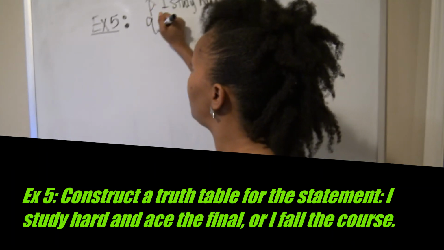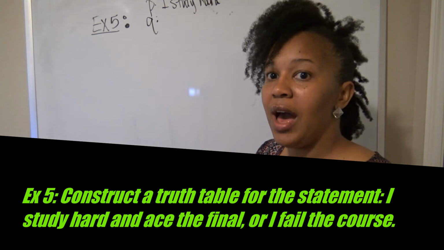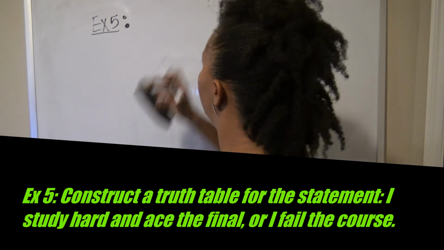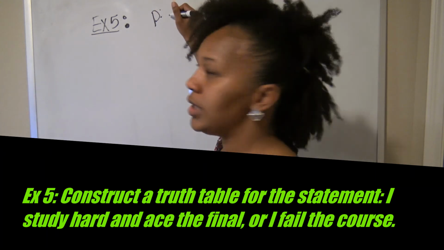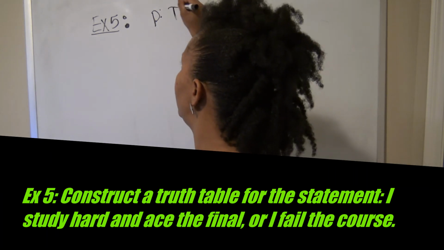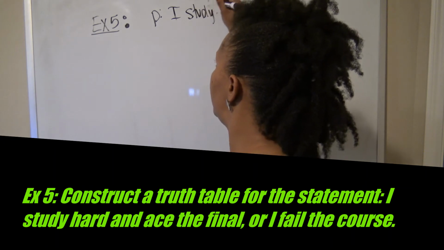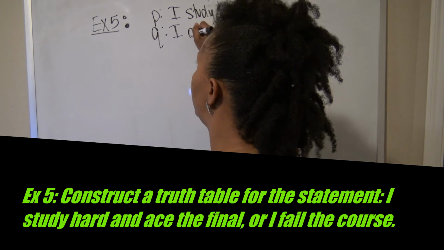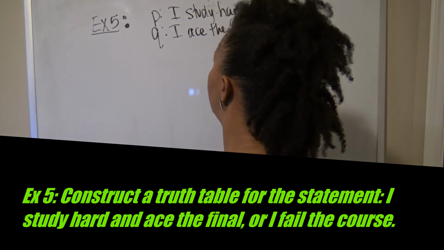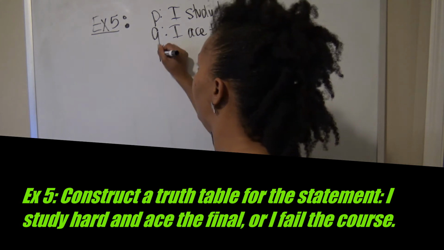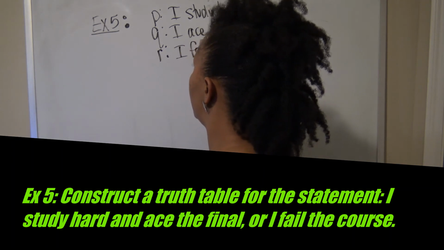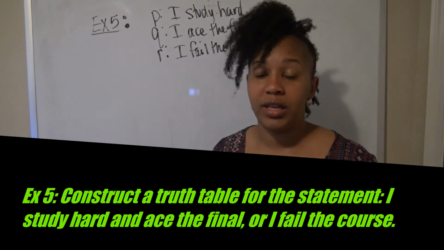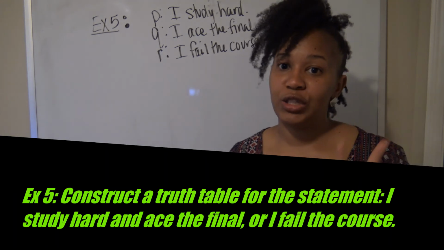The second one, I'm going to label Q, which is I aced the, oh, I wrote that too high. You can't see it. Let me go down just a little. So P is, can you see P now? Yeah. I studied hard. Q is I aced the final. And R is I failed the course. So there are actually 3 statements in this one. So all of the examples we've done before have only looked at 2 simple statements.